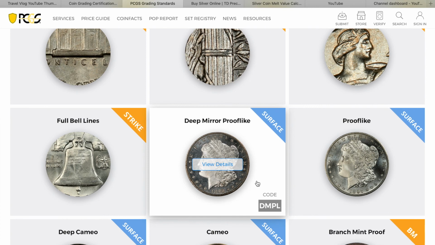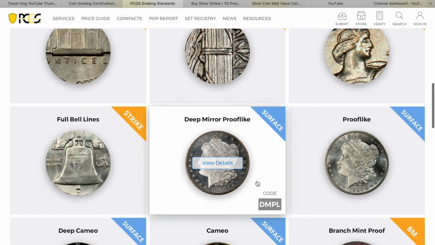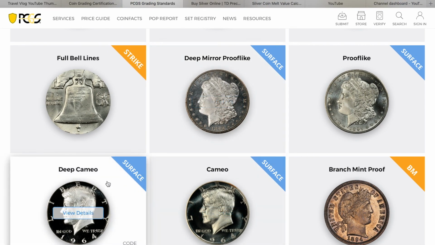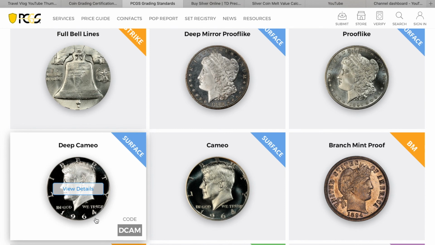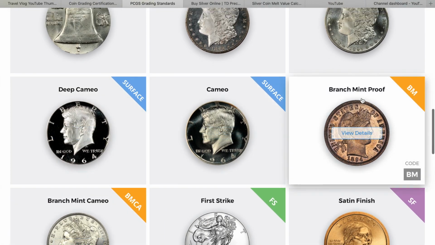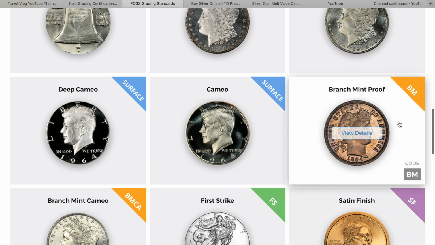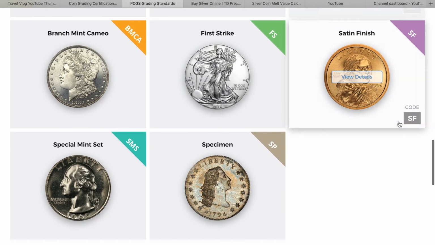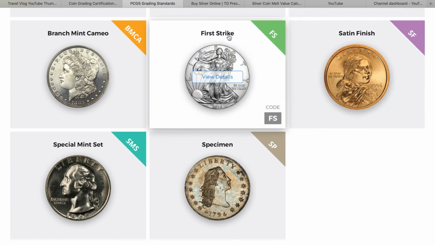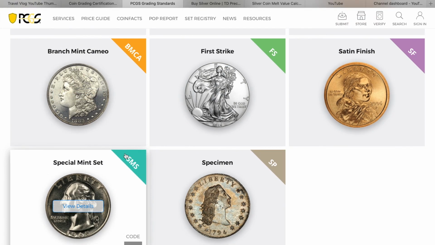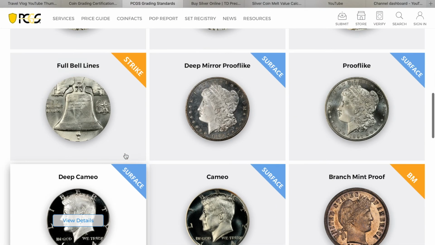Deep. So we go down here. It's deep mirror proof like, and then proof like, deep camo. I love the way that looks. That's a good looking coin there. That deep camo, I like the way that looks. What is this here? Branch mint proof. Not exactly sure there with the BM. Then they have different kinds of abbreviations here for the first strike, satin finish, branch mint camo. So they do have examples here of just the different abbreviations and what you could be looking for.